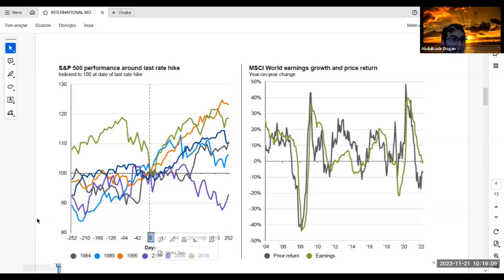So what can I say in this graph? S&P performance around the last rate hike. What does this mean? You know that the S&P 500 collects the 500 biggest companies in the United States, and they make an index showing the performance of the 500 biggest companies in the stock exchange of the United States. And as you know, interest rate hikes and S&P performance, or any type of stock exchange performance, have a negative correlation. What does this mean?